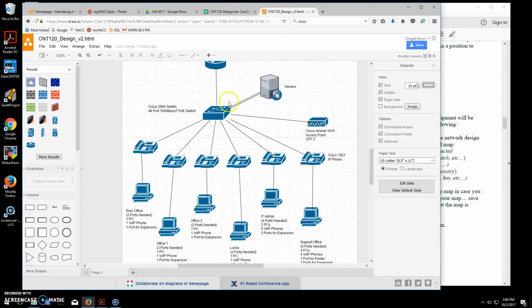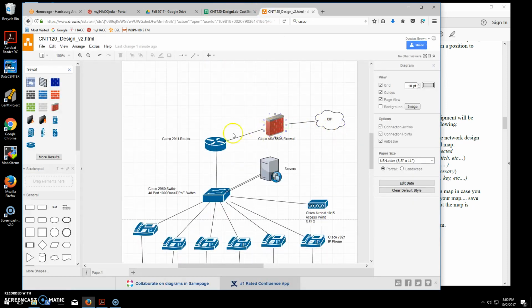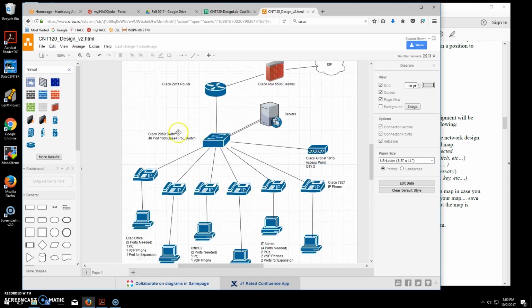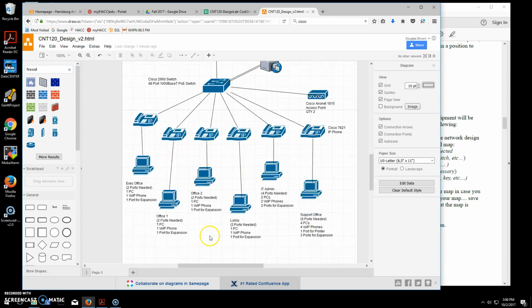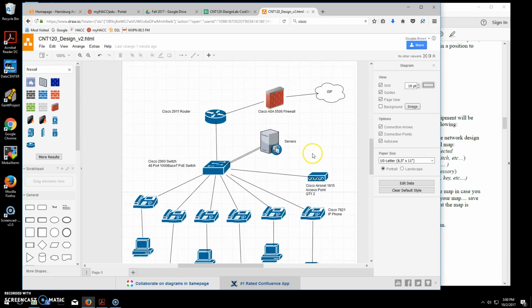That's this one back here, where we showed the different pieces of equipment, the model numbers, how they're connected, all that jazz, all the areas of our plan. Okay, so there's the network diagram that we did.